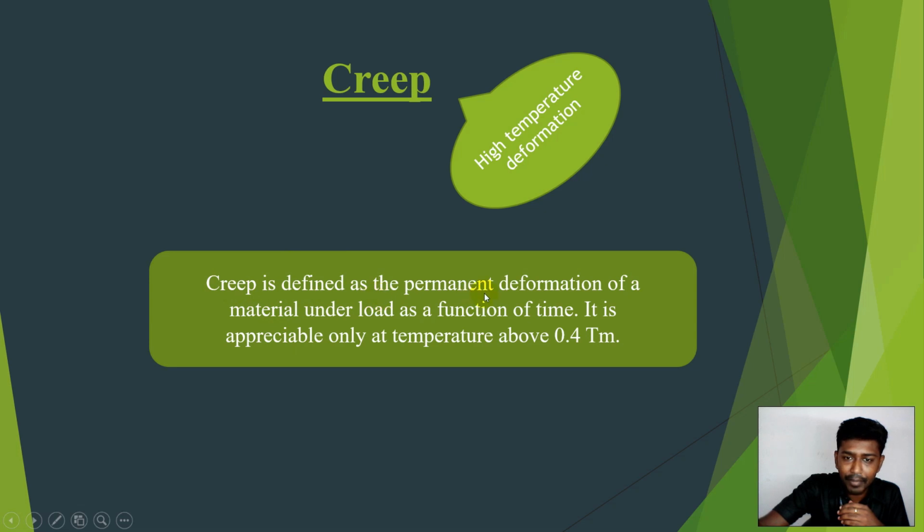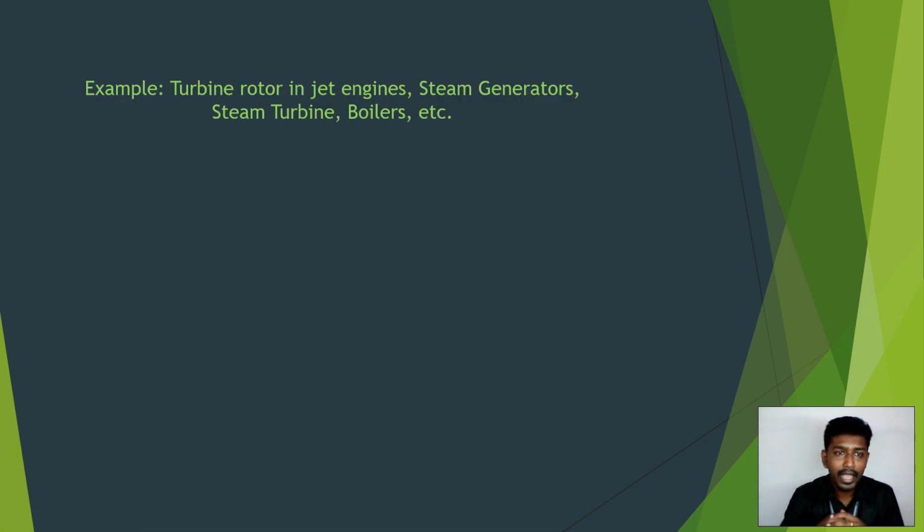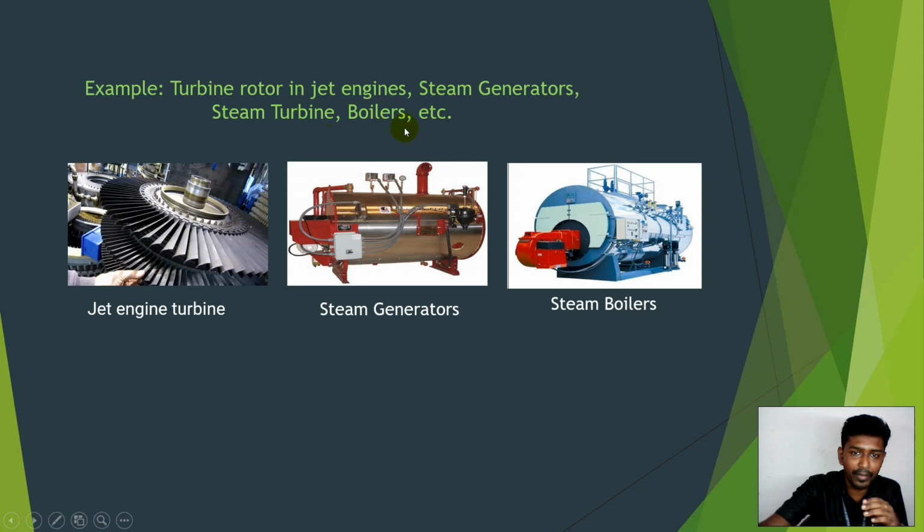Here it is described in a clear manner. Creep is defined as the permanent deformation of a material under load as a function of time, and it is appreciable only at temperatures above 0.4 of the melting temperature. It's a very high temperature range, right? For your information, I can give some examples: turbine rotors in jet engines, steam generators, steam turbines, and boilers undergo these creep failures. Actually, all these objects operate under very high temperature, so this failure will be prominent in such components.